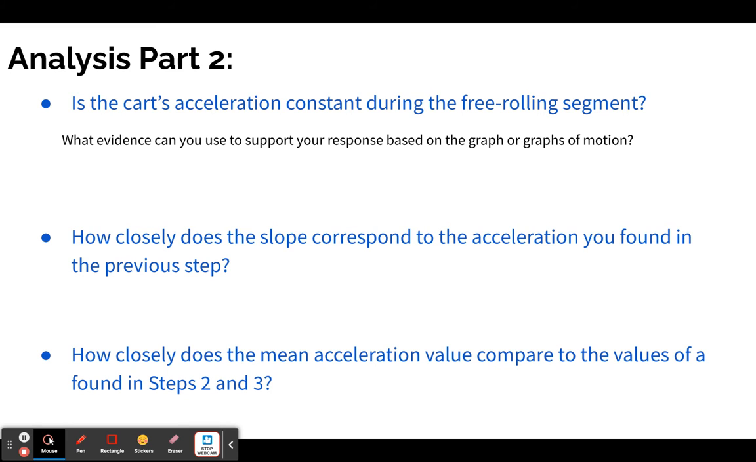Taking a look at your graph, or even your graphs of motion, how can you tell that the acceleration of the cart is constant throughout the entire path of motion? And then you're just going to, the best you can, based on your graph, estimate what that constant acceleration rate is.